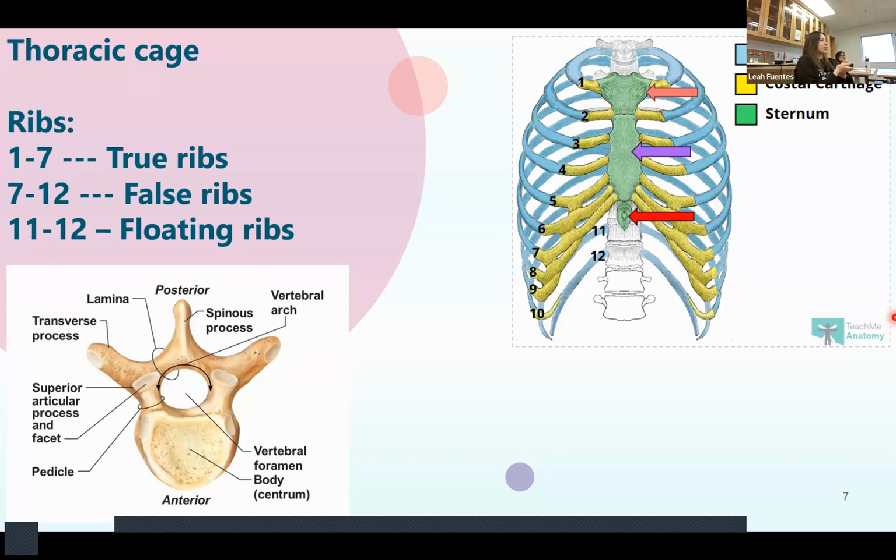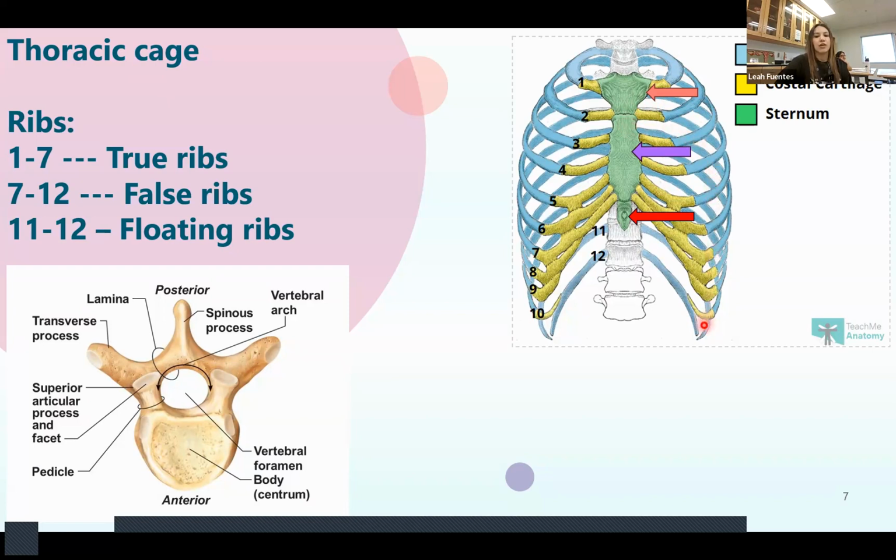So a big thing you need to know is the number of ribs. Again, it's on that cheat sheet. 1 through 7 are your true ribs. This is because they articulate with the sternum directly through costal cartilage. So we have rib, costal cartilage, and then sternum. That is what dictates ribs 1 through 7 as true ribs.